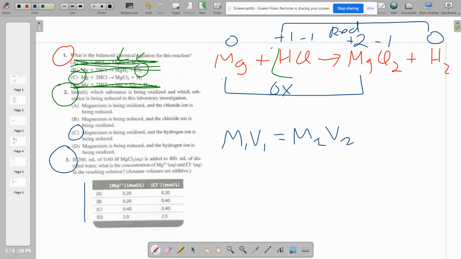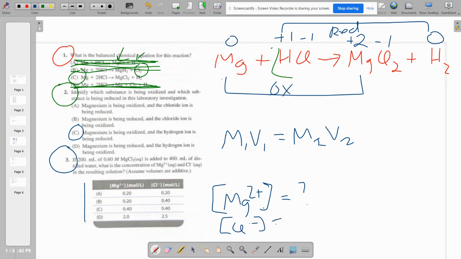So let me explain. So the whole question really is, okay, what's going to be the concentration of magnesium ions? Okay, that's an equal sign. Sorry. There we go. And then it says, what would be the concentration of the chloride ions?